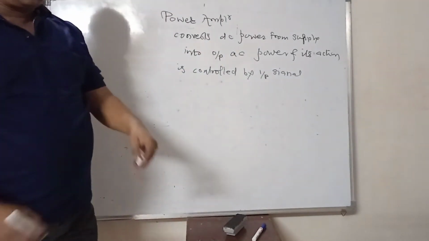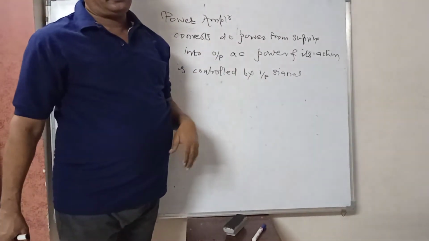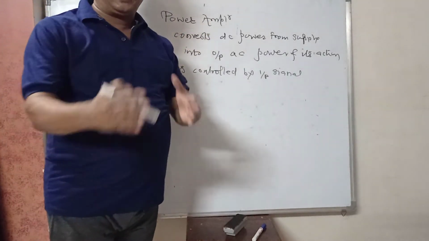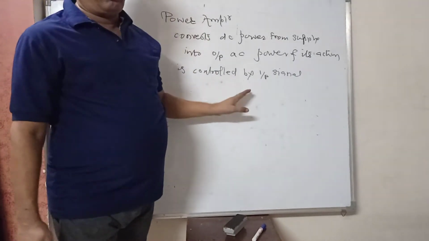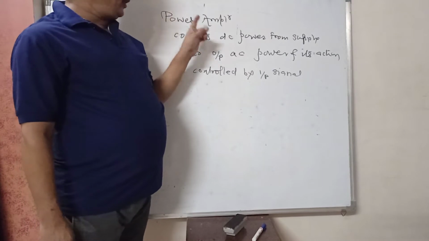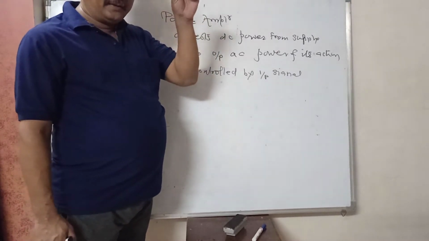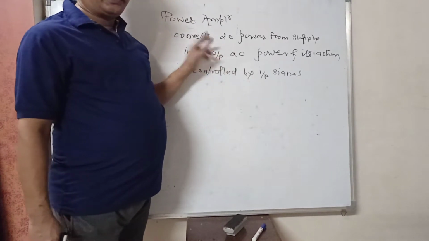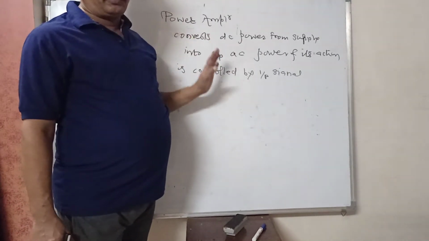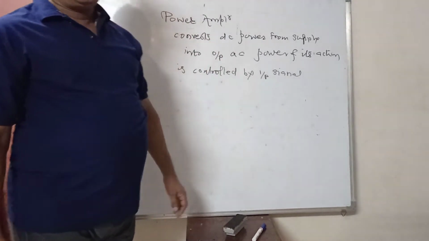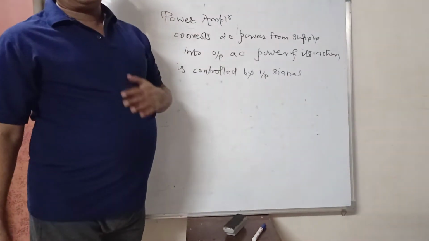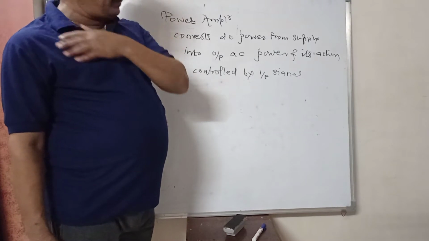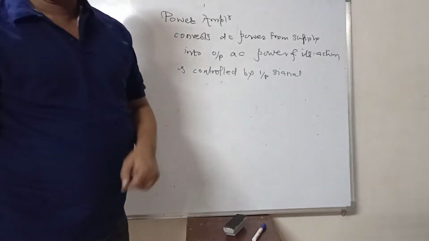its action is controlled by the input signal that is applied at the input of the amplifier, that means at the base terminal. A sine wave will be applied. It will convert DC power from supply into AC power. Input power is DC power, output power is AC power, and action of the circuit is controlled by AC signal, that is power amplifier. Right? So we have to study class A and class B power amplifier, their efficiency relations and numericals.